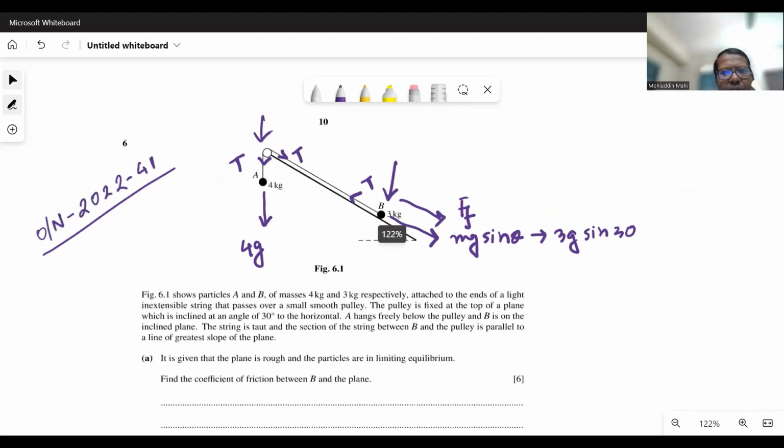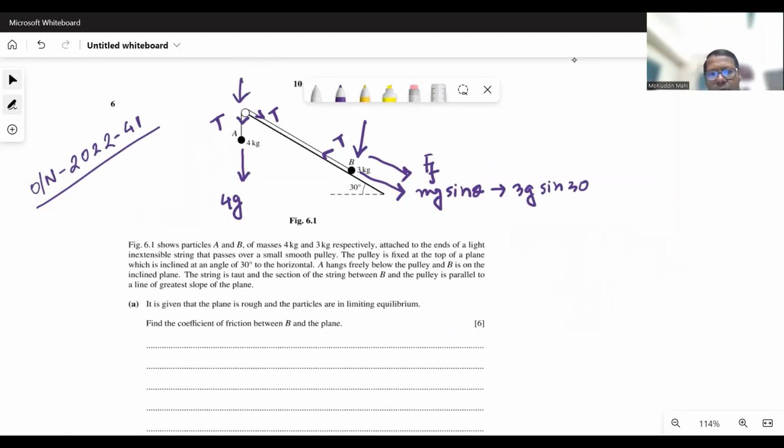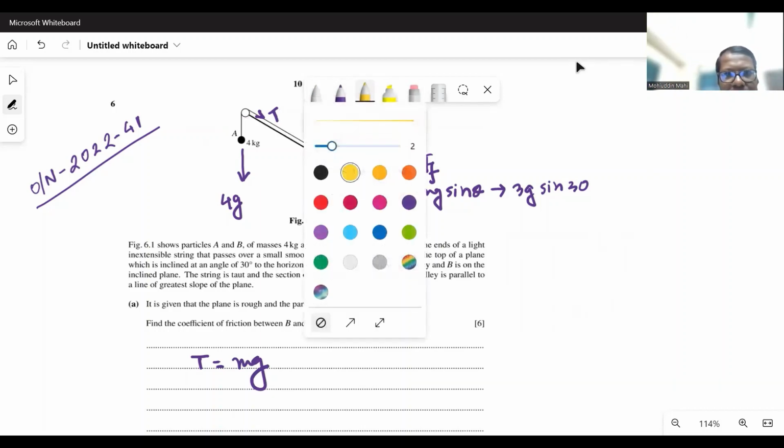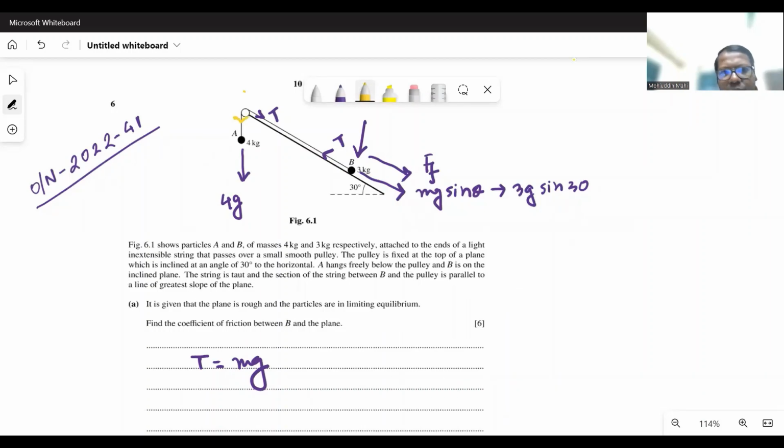Now let's make the equation. So at first consider object A, 4 kg mass. Now it's in limiting equilibrium, so the resultant force is 0. So that means T equals mg. Now here's one more thing. That weight is creating a tension force on that pulley in downward direction. So the pulley or the string is also applying tension force in upward direction. So T equals mg or T equals 4g, which will be 40 newtons. So that's the first equation.